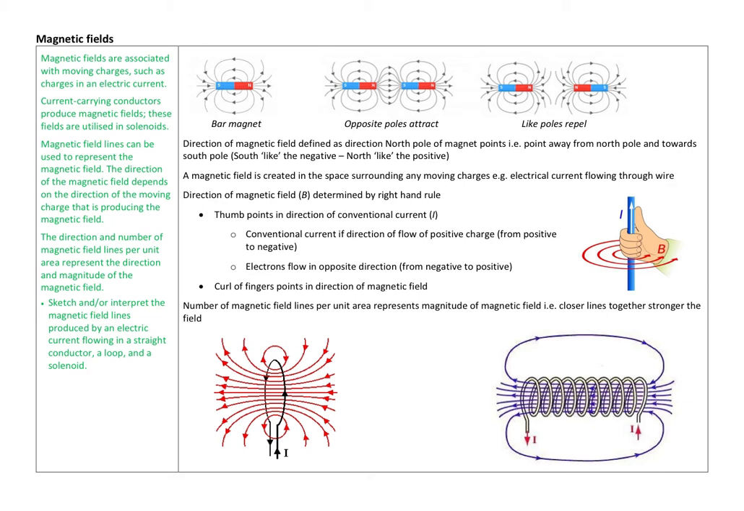So in terms of what you really need to remember, when you draw magnetic field lines, they point away from the north pole and towards the south pole. So the south pole is like the negative and the north pole is like the positive when we talk about charge.